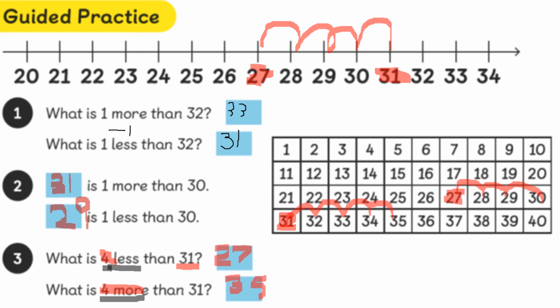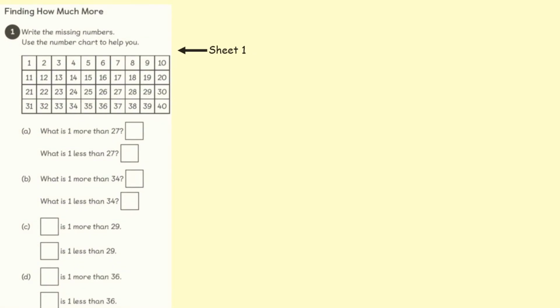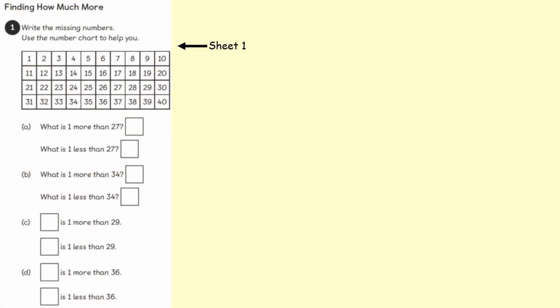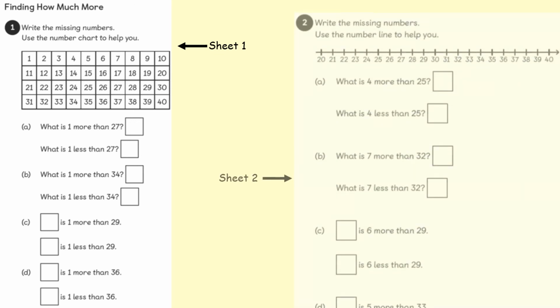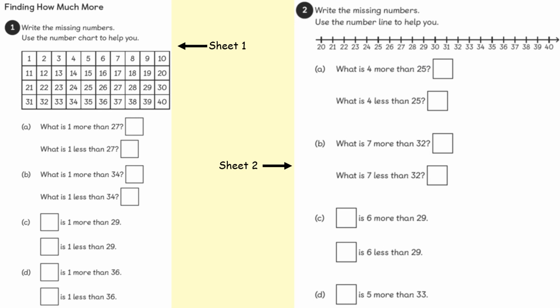Well done, children. Okay, guys, there are 2 sheets for you to have a go at. The first sheet is a little bit easier, because it's looking at finding 1 more and 1 less. While sheet 2 is looking at finding more than 1 more and 1 less. So pick the sheet that you think you'll be able to have a go at.